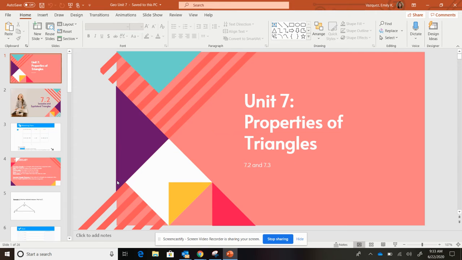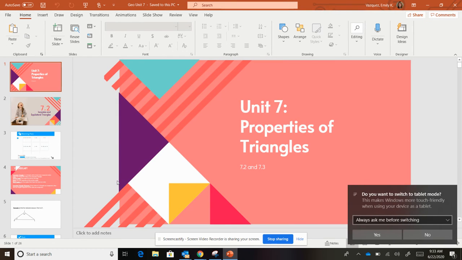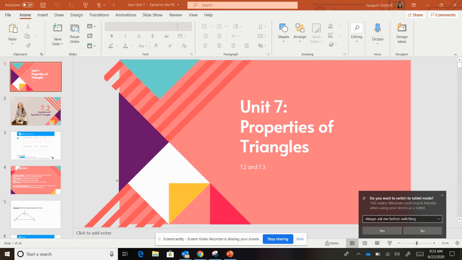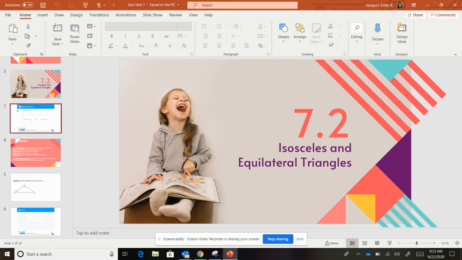Hey guys, we're going to go ahead and work on Unit 7 today, Properties of Triangles. So for 7.2, we're going to look at isosceles and equilateral triangles.